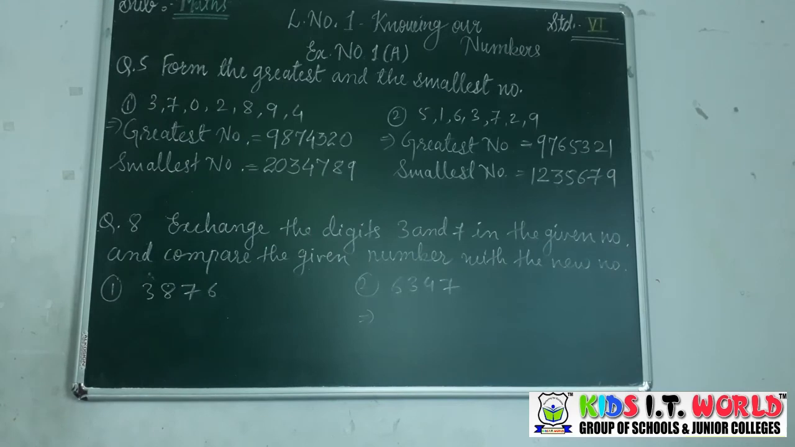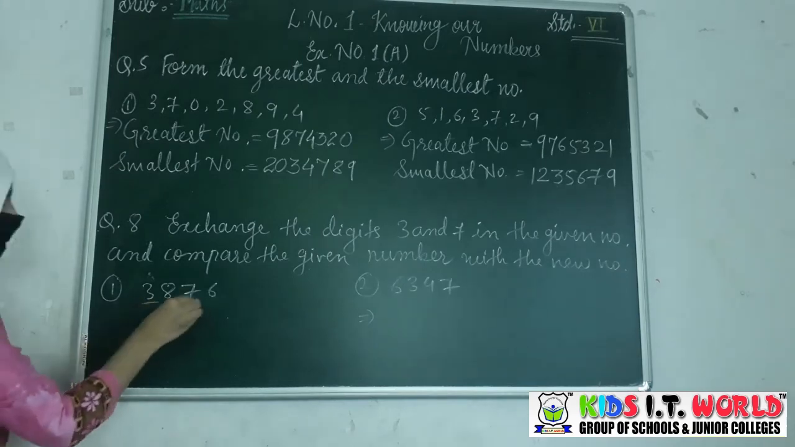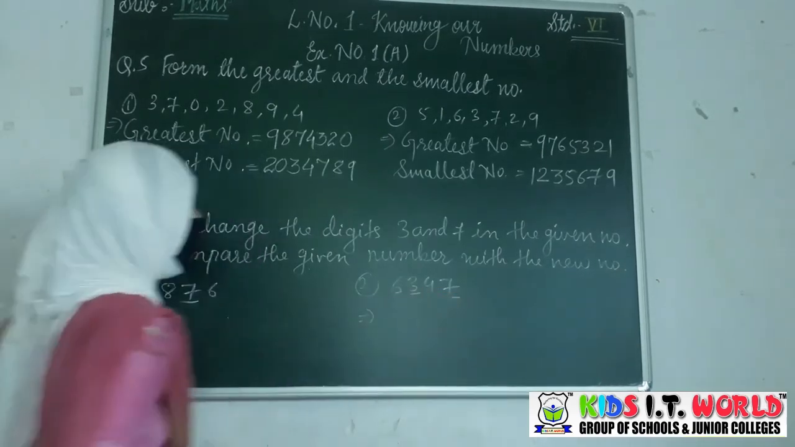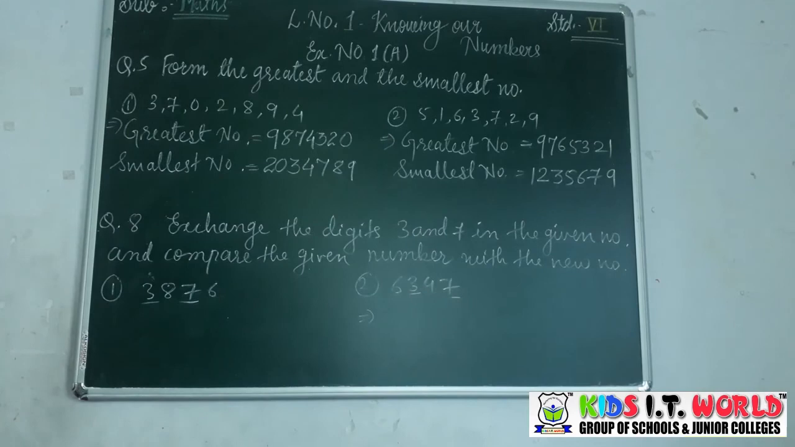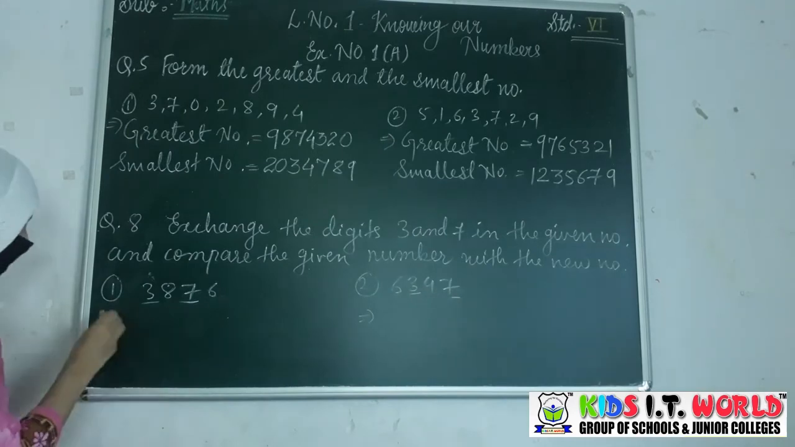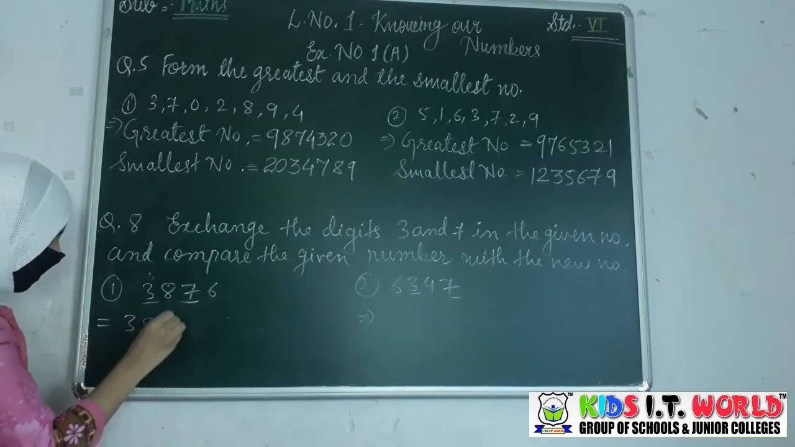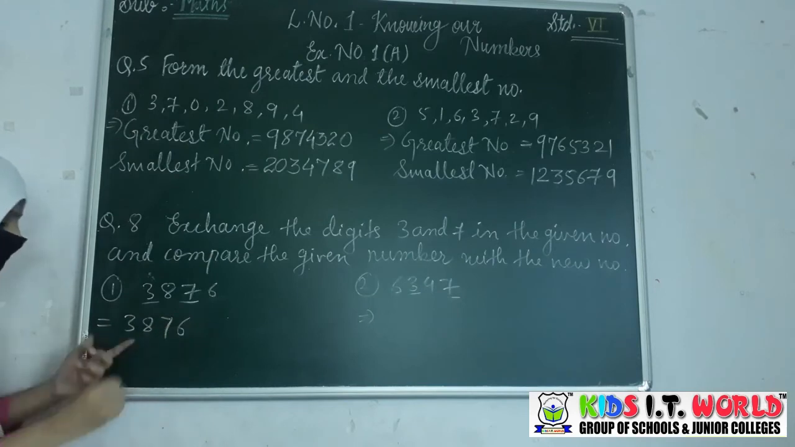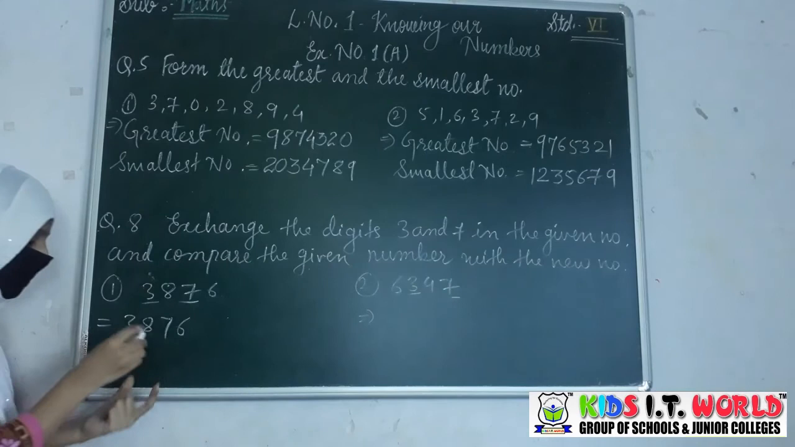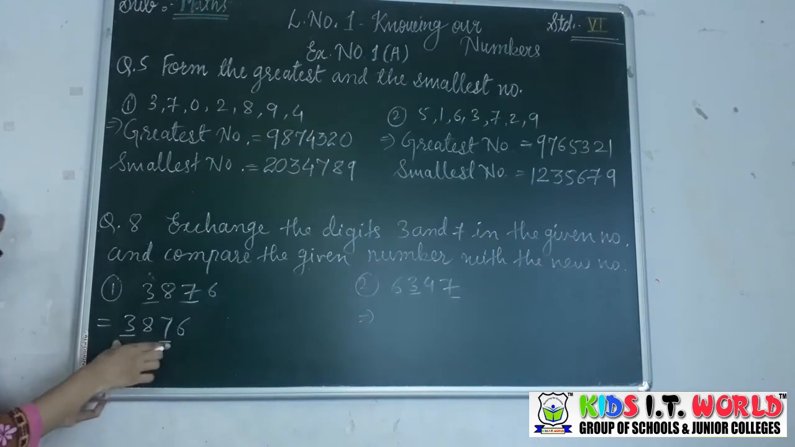Now the next, question number 8. Exchange the digits 3 and 7 in the given number and compare the number with the new number. Now you have to exchange the digits 3 and 7 in the given question and compare that with the new one. So first of all, we are having this number 3,876. Now you have to form a number by exchanging the digits.